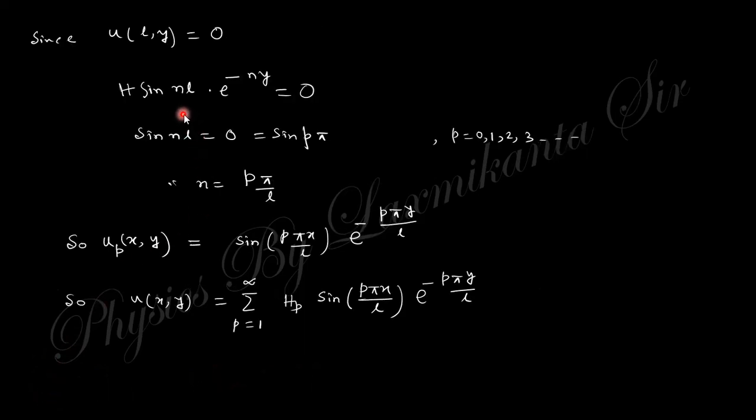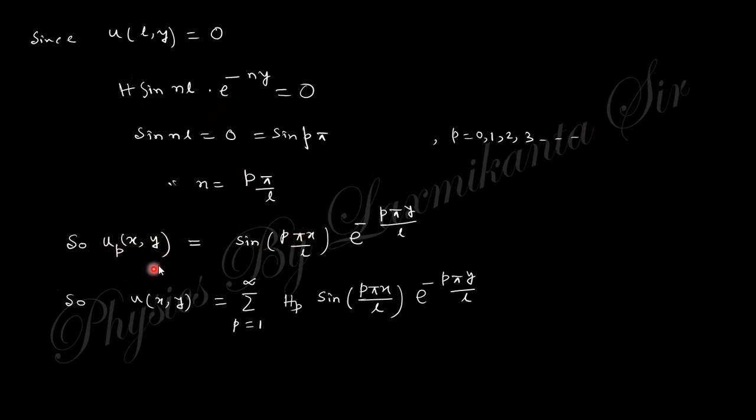Okay. So there is an opportunity to take another option, that is this can be taken as 0, and you know sin n pi, or you can say this is p pi. Sin p pi is 0. So if you compare this, n equals p pi by l, where p equals 0, 1, 2, 3, etc. So the solution will be like that.